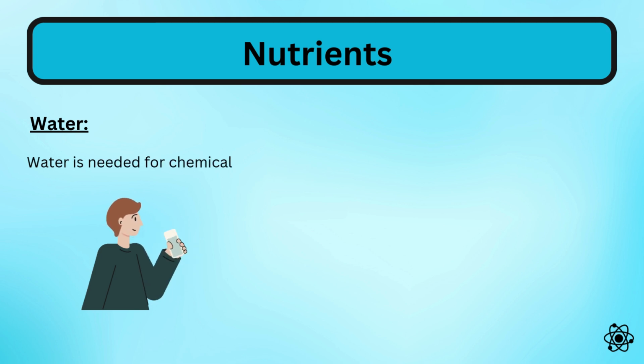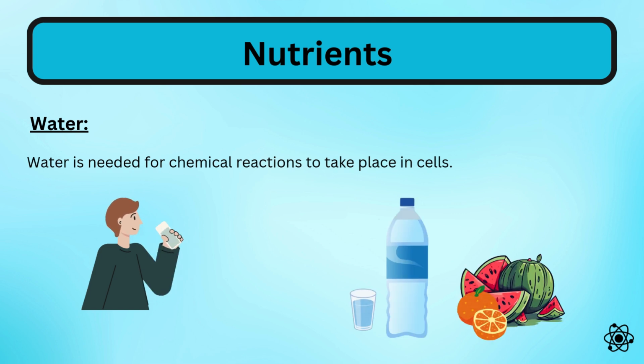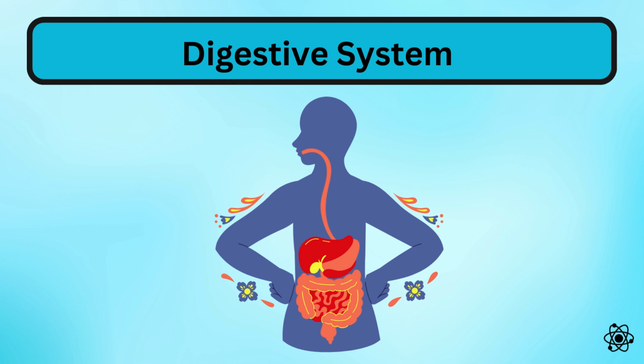Water is needed for chemical reactions to take place in cells. In addition to plain water, water can be obtained from both drinks and food. Moving on to the digestive system, let's learn about how the food we eat is broken down and used by our body. The role of the digestive system is to break down large insoluble molecules into smaller soluble food molecules to provide the body with nutrients.